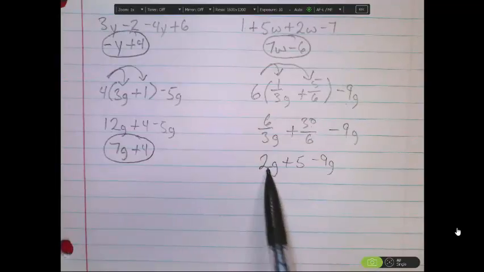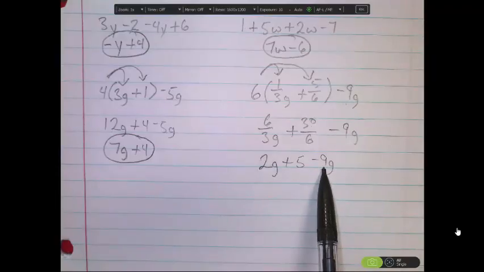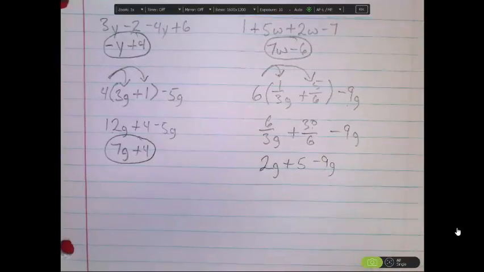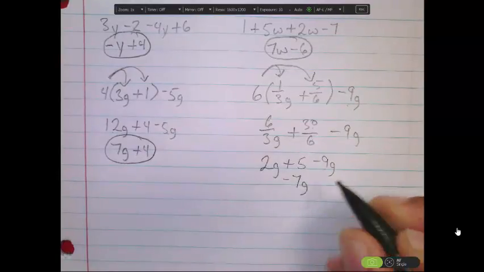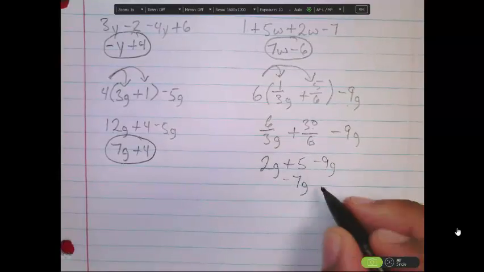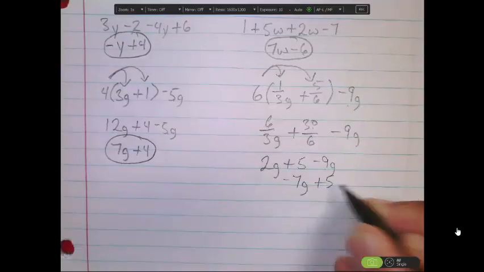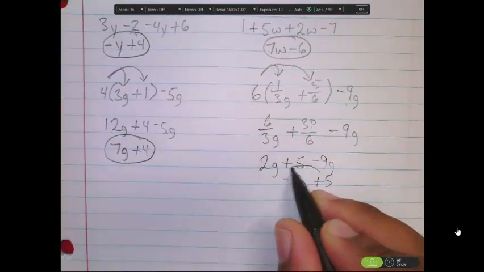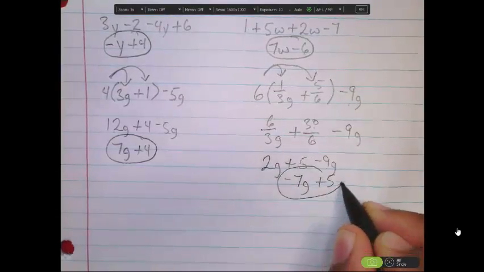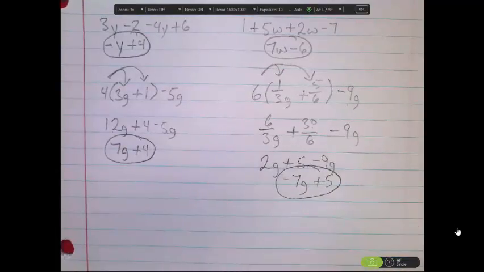We see that 2g and negative 9g are, of course, like terms, so we're going to combine them. That's going to give us negative 7g, right? Bring our 5 down because there's nothing to combine it to. Looking at this, is there anything else to do? There's nothing else to do, so we're going to circle it, signifying we have finished, and voila. You have simplified 4 expressions.